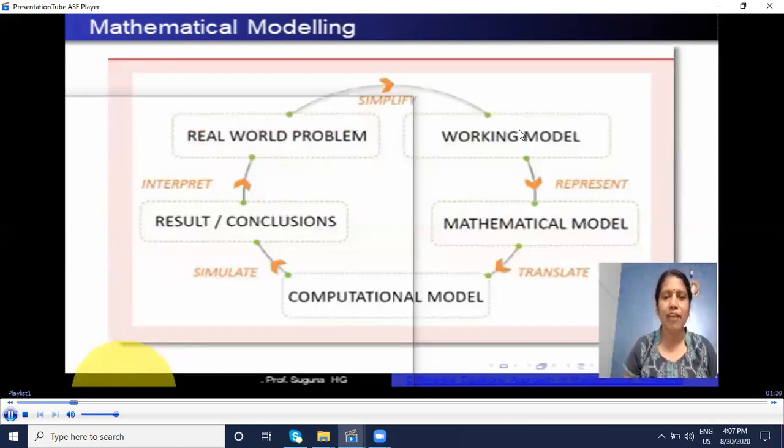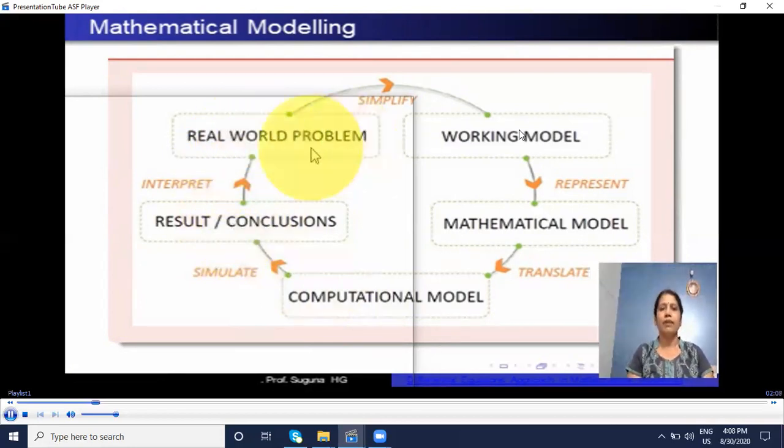Then this is the example of mathematical modeling. A real world problem is simplified as a working model. Then working models are represented as a mathematical model. In the mathematical model, a set of formulas is used and the computational model is translated from the mathematical model, by taking several values of the variables. It simulates and gives the results and conclusions, and by those results and conclusions, we interpret the best solution for the real world problem. So this is how mathematical modeling works.